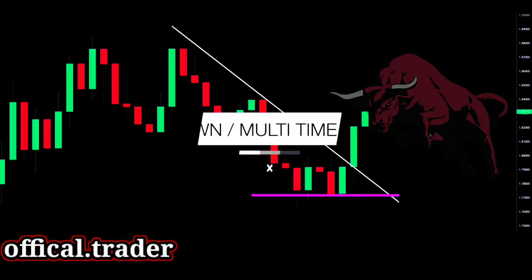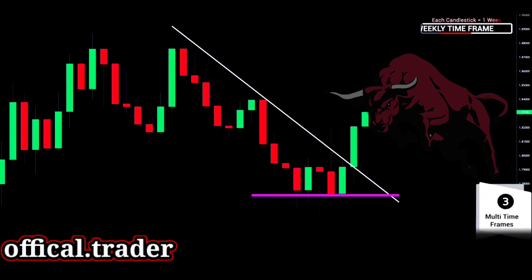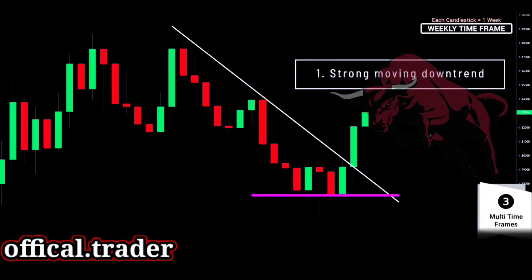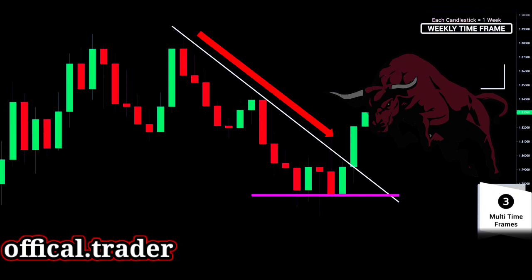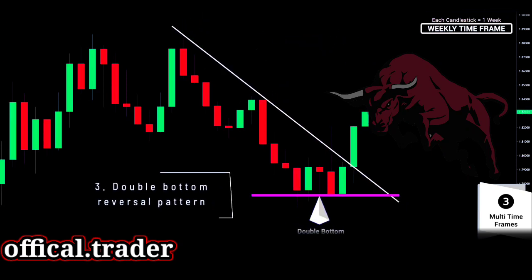So let's take this one step further and add in multi-time frame analysis to this concept. So here on the weekly time frame, what you would have first identified is that this was a moving downtrend. You then identified your trend line through these 2 points here. You would have then identified this double bottom through these 2 points here.